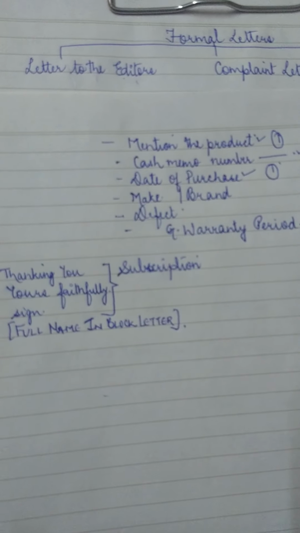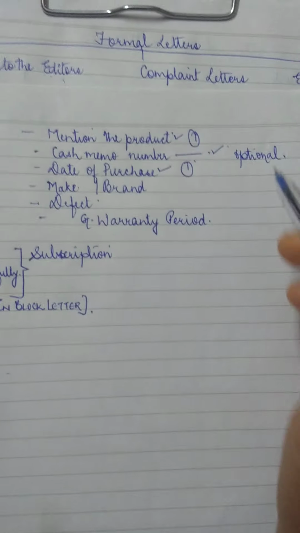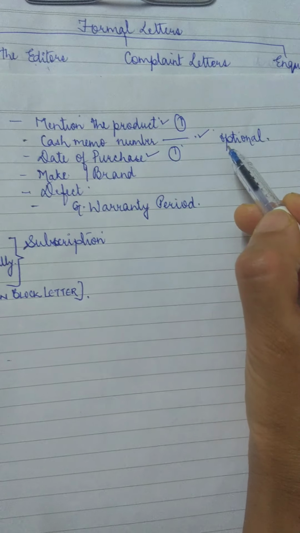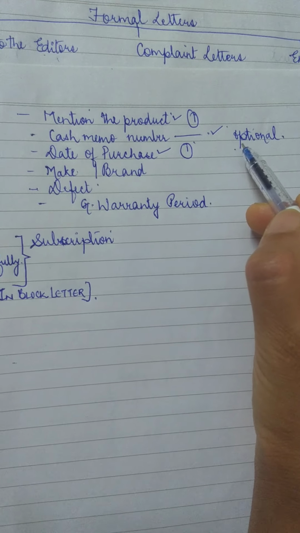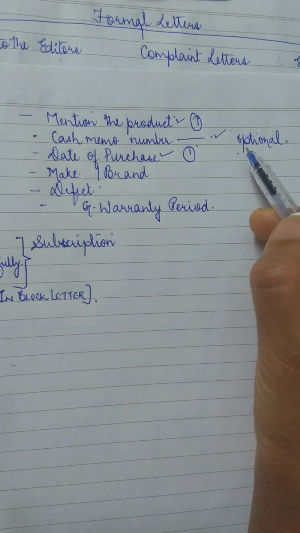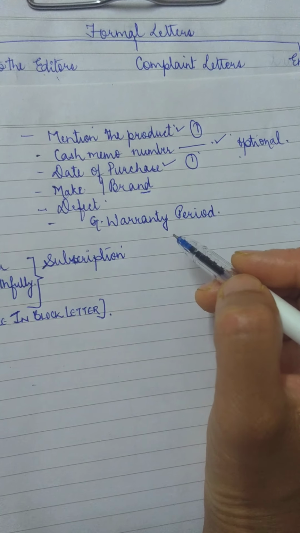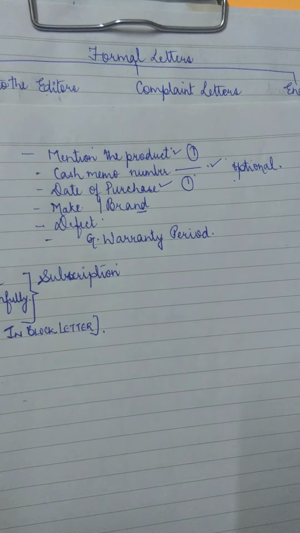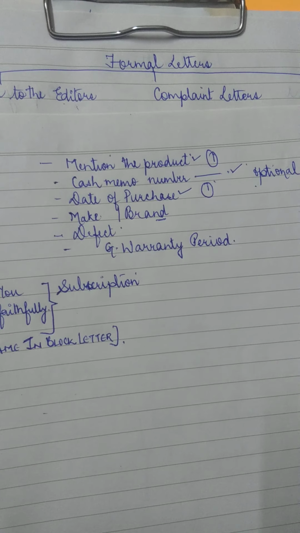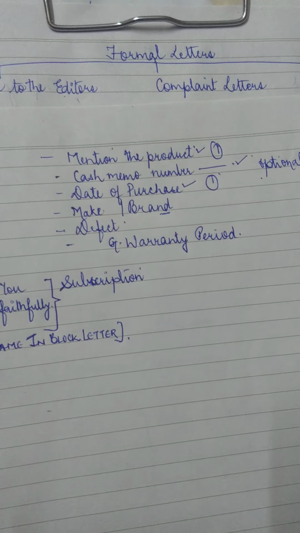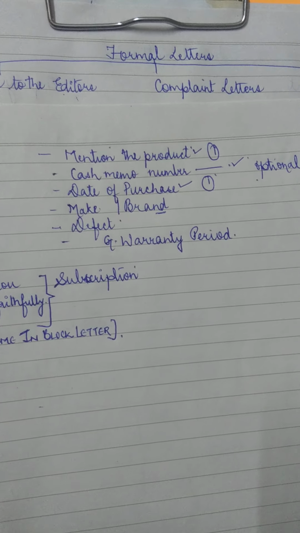Now this is optional for you. You may write it down, or instead of writing down the cash memo number, you can simply write down that the photostat copy of the cash memo has been attached. After that, you can mention the name of the brand that you have bought. If it's a pair of shoes, Adidas, Nike, Puma, whatever. If it's a television, you can write down it's LG made, or Videocon, or maybe Sony, whatever.